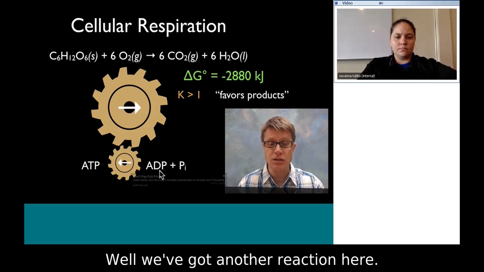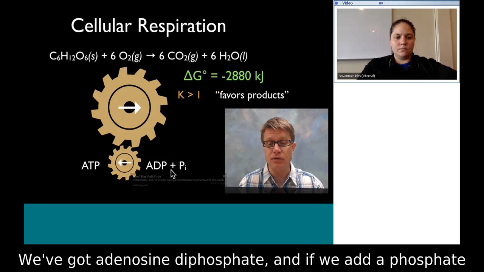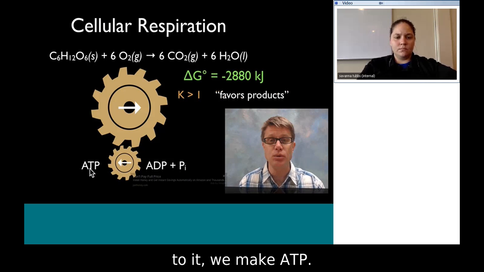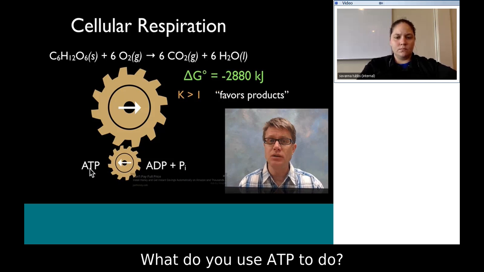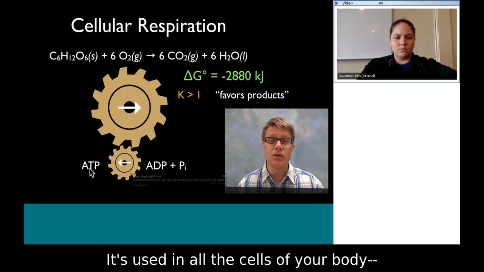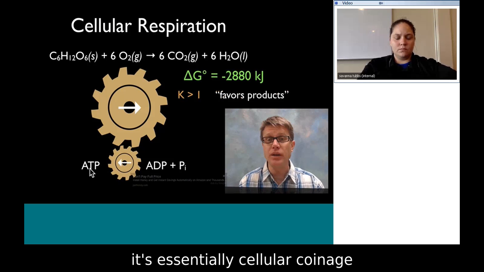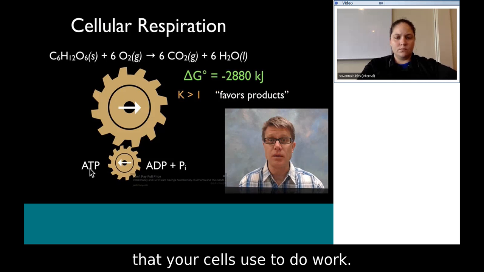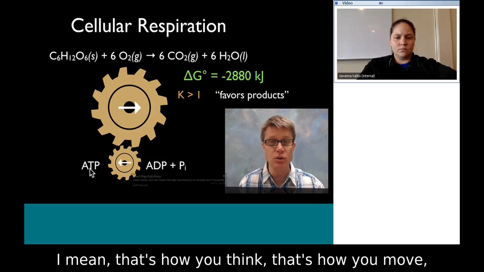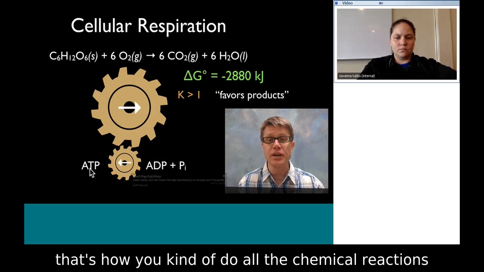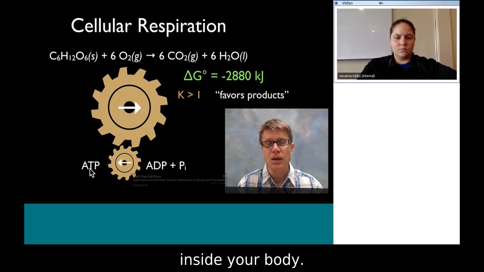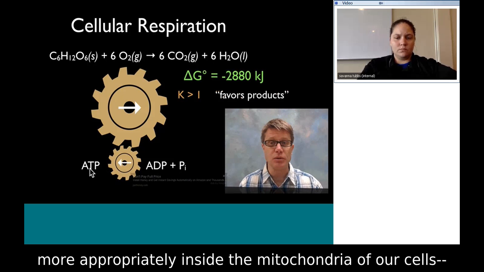Well, we've got another reaction here. We've got adenosine diphosphate, and if we add a phosphate to it, we make ATP. What do you use ATP to do? It's used in all the cells of your body. It's essentially cellular coinage that your cells use to do work. I mean, that's how you think, that's how you move, that's how you do all the chemical reactions inside your body.